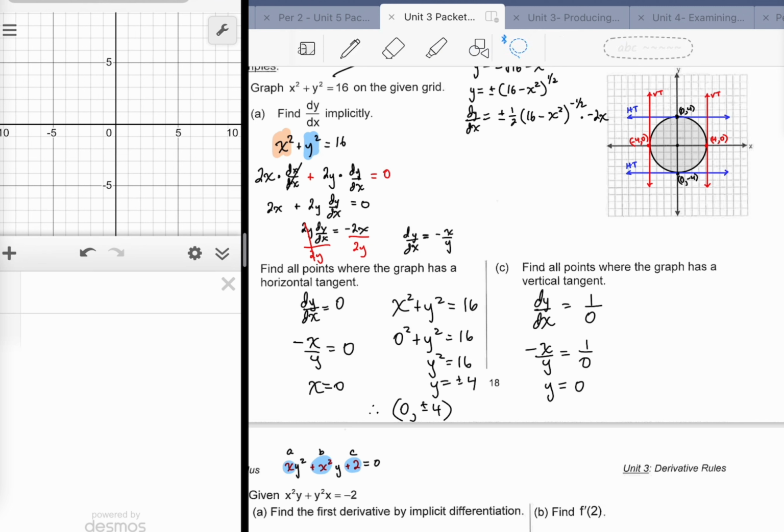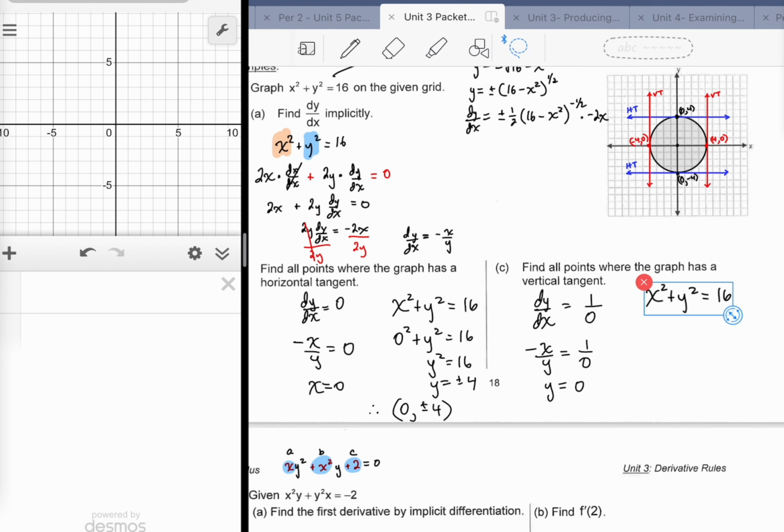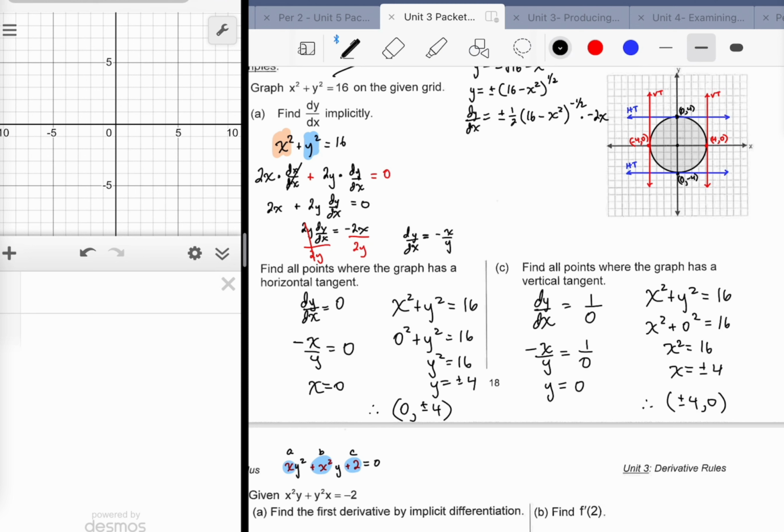Same deal, make a substitution: replace the y with 0 and solve for x. x squared plus 0 squared is equal to 16, making x squared equal to 16, making x equal to plus or minus 4. So my coordinate pair is plus or minus 4, comma 0. Definitely a lot easier than it would be if you had to solve using the explicit form. It's still doable. You could still do this work for some equations and come up with an equivalent derivative. It'll do all the same stuff.